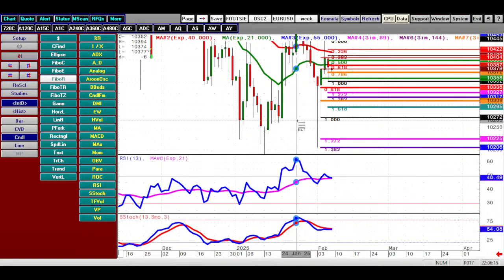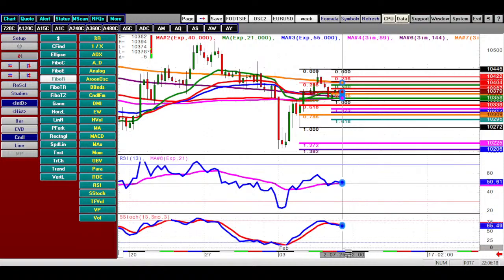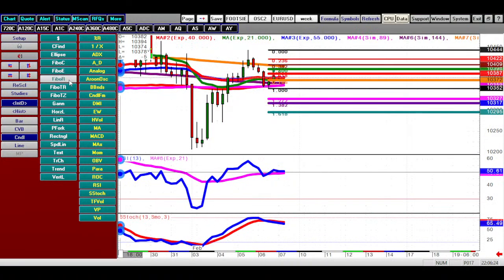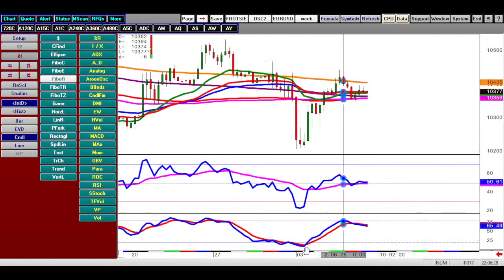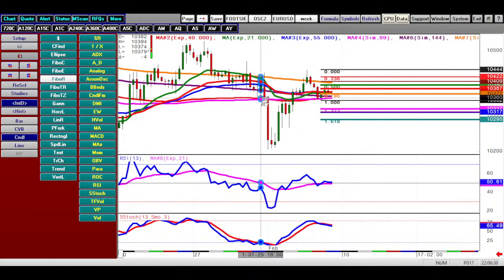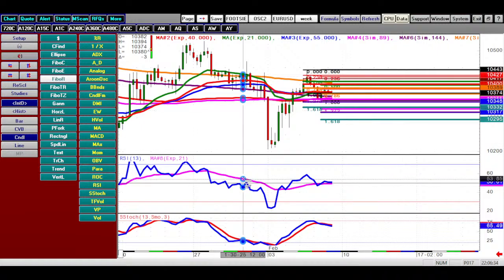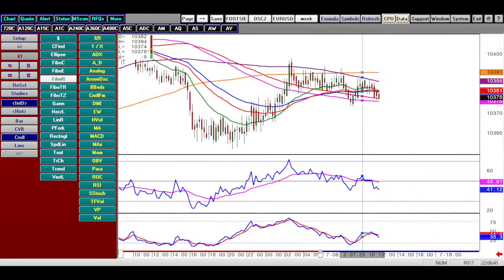Then on the hourly, what we are seeing now is just a correction or pullback, but I wouldn't say it's a correction, it's just a minor pullback. So this should be limited, and we should see the price moving higher.